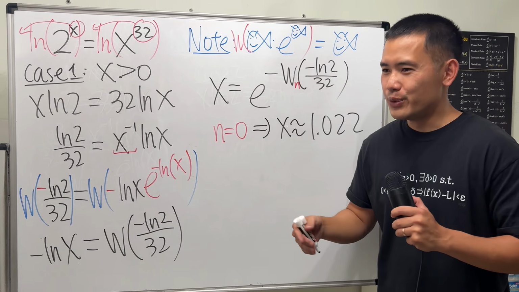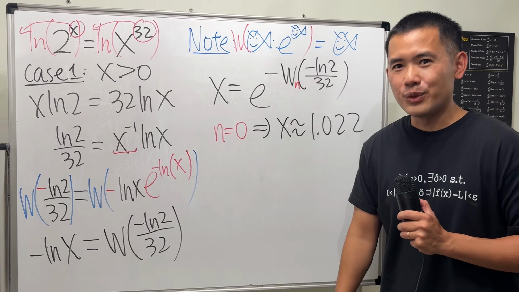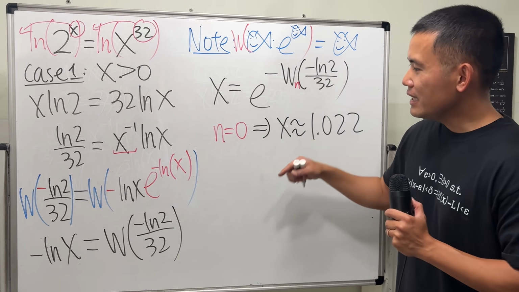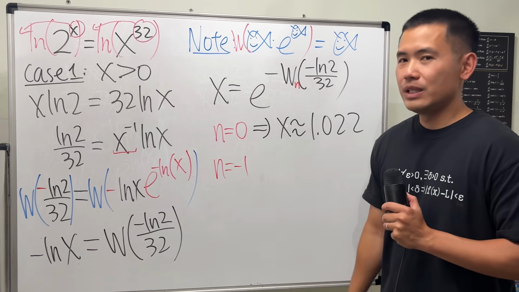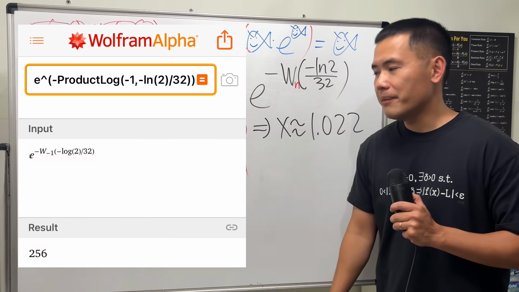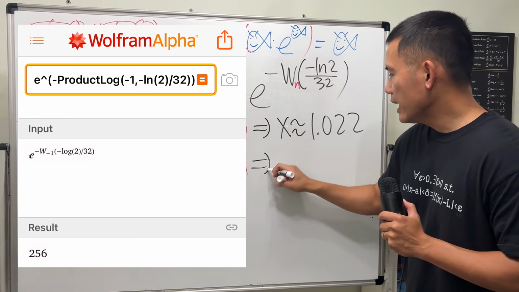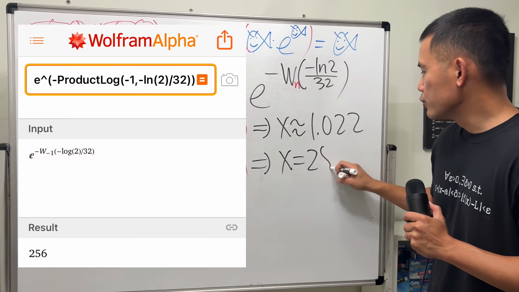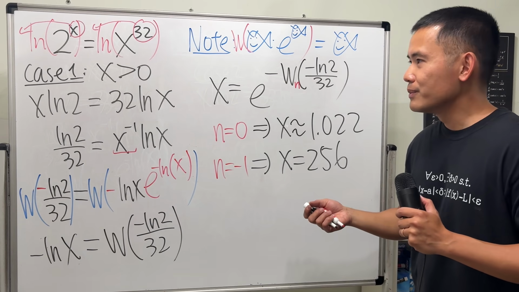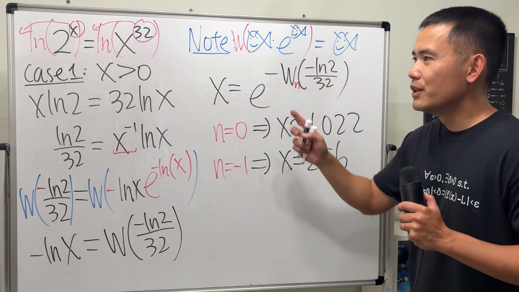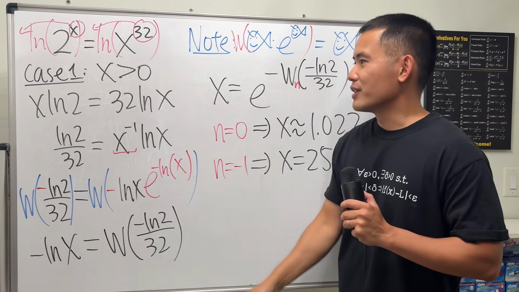And of course, feel free to produce as many complex solutions as you would like. If you want the other real solution, you put n equals -1, and that's how you enter it on Wolfram Alpha. And this is how we get x is equal to 256. So we have the two answers now. Well, let's go ahead and do the second case for the negative solution.